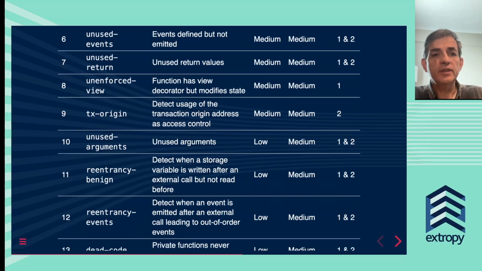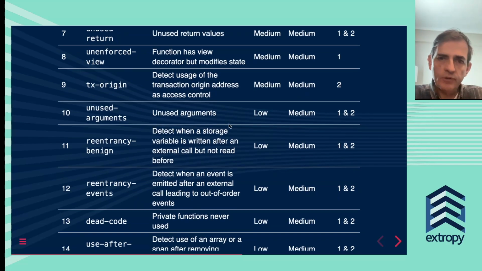The next ones are looking at unused items, so unused events and unused return values. Number 8 here is one where we've added a view decorator to a function, but that function actually does modify state, so we've broken the contract there. The next one, tx origin, can be problematic. It can be the source of a man-in-the-middle attack, so you need to be very careful of how you use it, so that will be detected there.